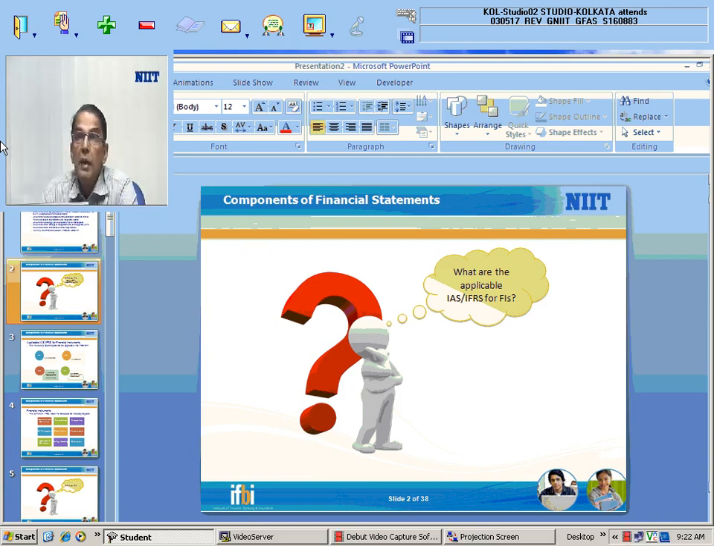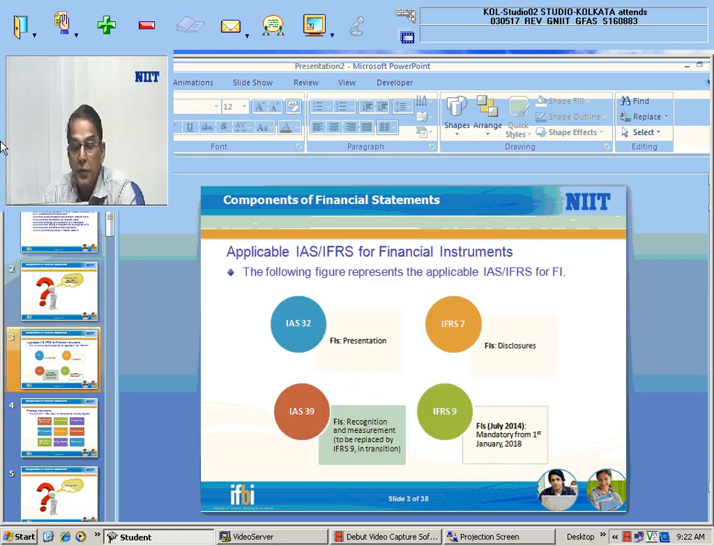These are the applicable IAS or IFRS for financial instruments. Number one is IAS 32, presentation of financial instruments. Then we have IAS 39, which we are going to discuss in detail: recognition and measurement. Now IAS 39 is going to be replaced by IFRS 9 from 1st January 2018, next year. IAS 39, which is currently in force, will be replaced by a new reporting standard, IFRS 9.